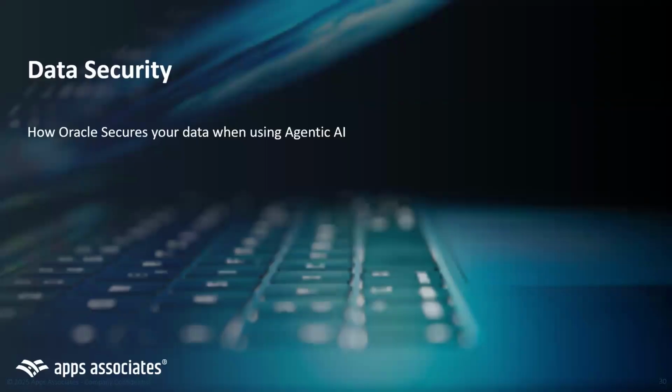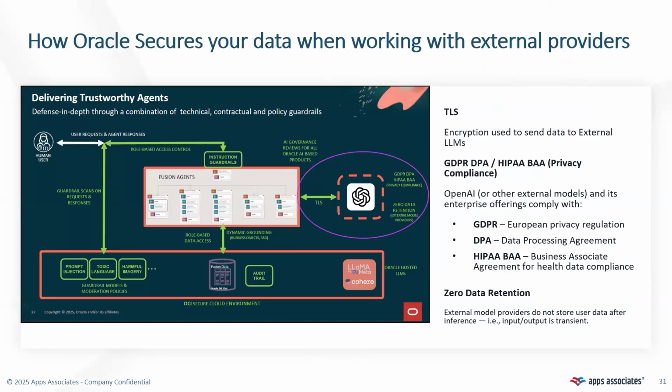Data security. How does Oracle secure your data when it's using the AI Agent Studio? Basically, it is encrypting the studio, especially when you're sending data to external LLMs, via TLS. It is following GDPR, HIPAA, and privacy compliance. And the model really has zero data retention.